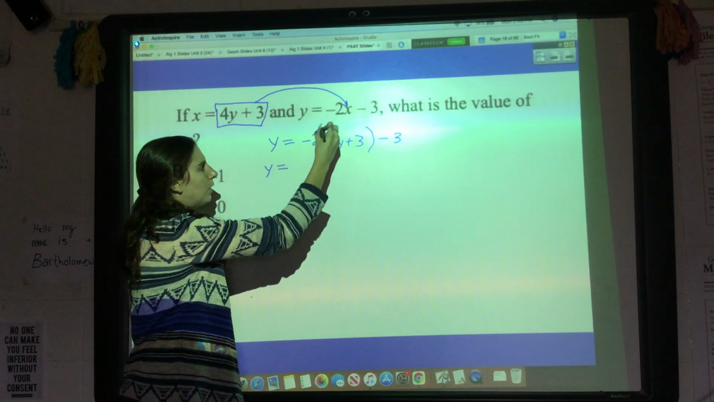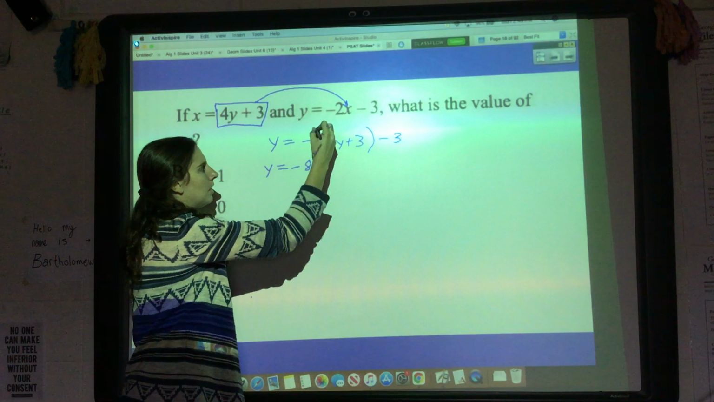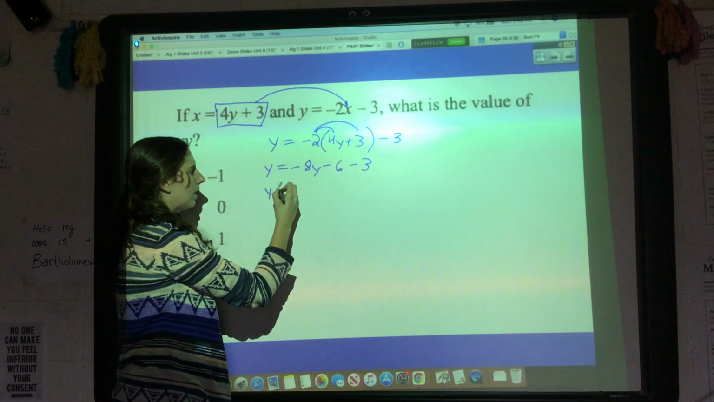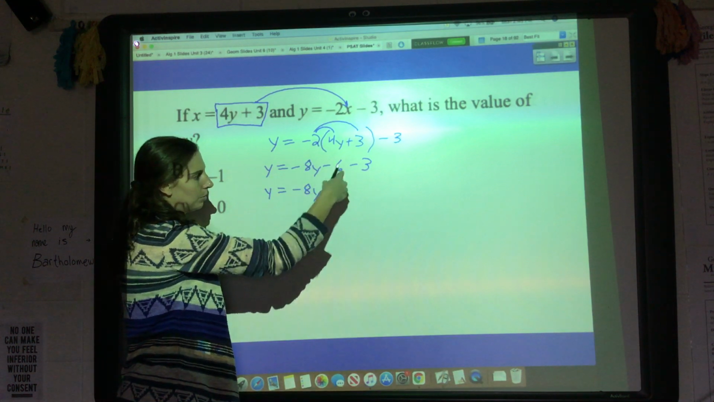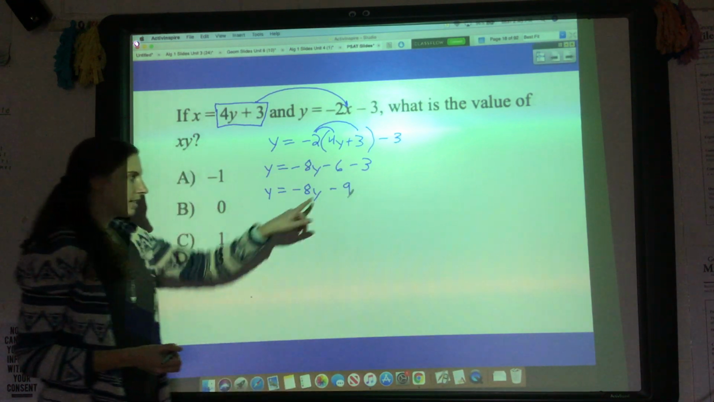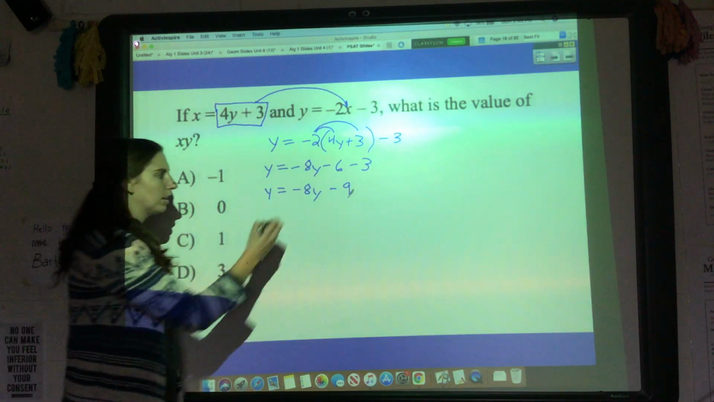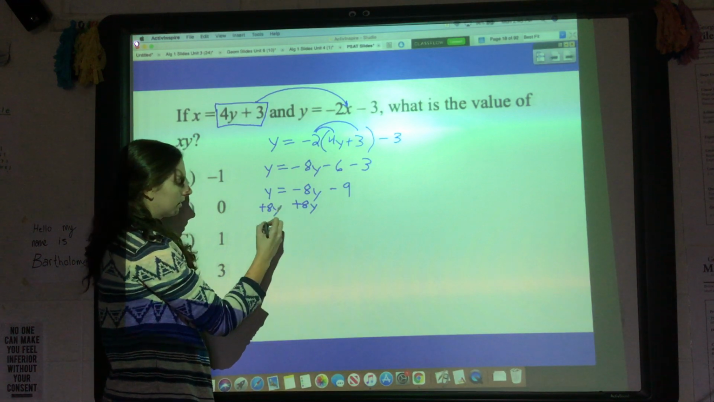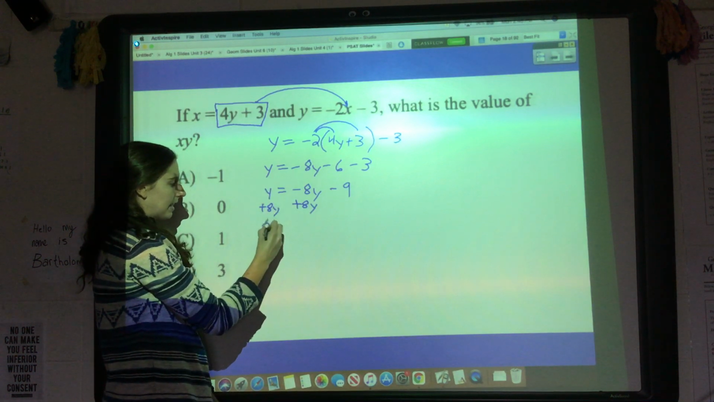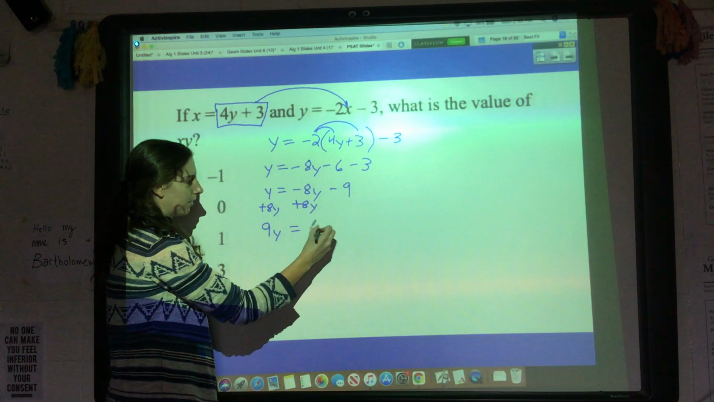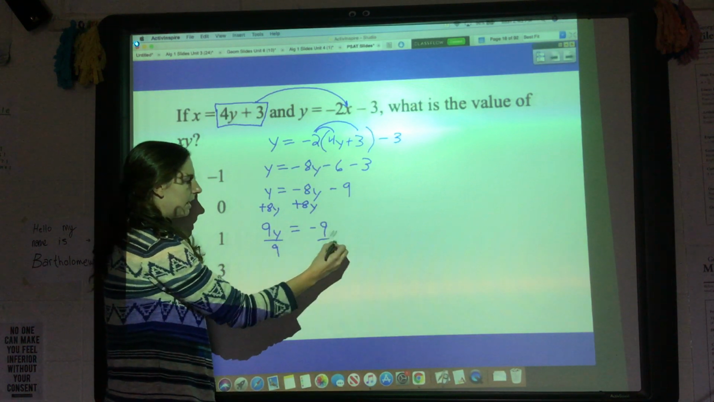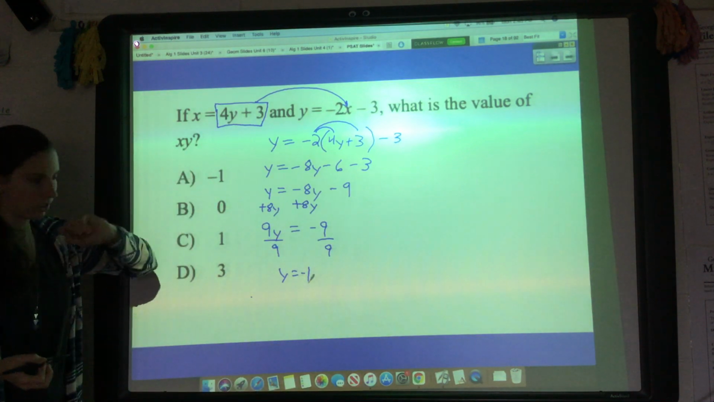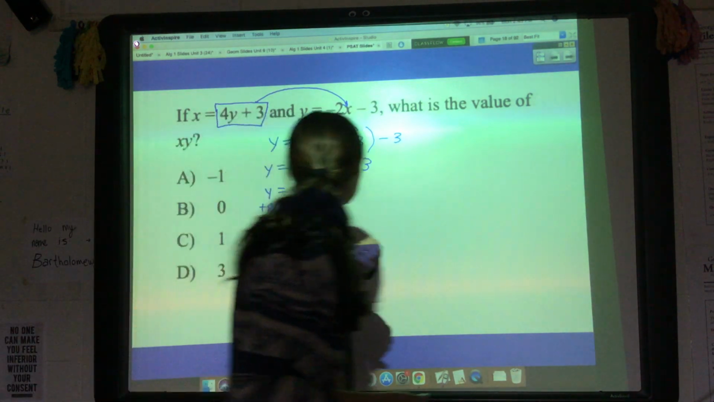So y equals negative 8y minus 6 minus 3. I'm going to combine these two like terms, which makes negative 9. And since I've got y's on both sides of the equation, I'm going to move this over here to be with this sad little y. 8y plus 1y is now 9y equals negative 9. And then divide by 9. y is negative 1. Again, that's not the answer yet. I need to go find x.